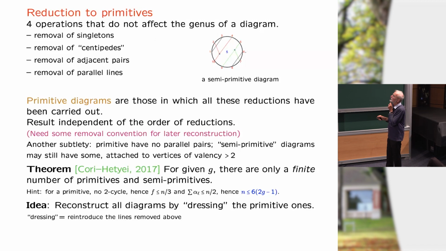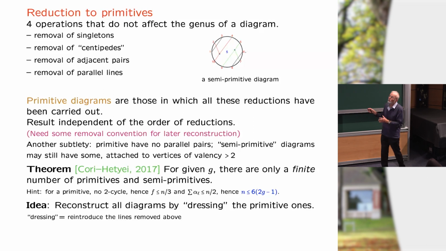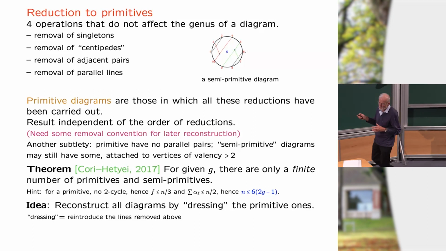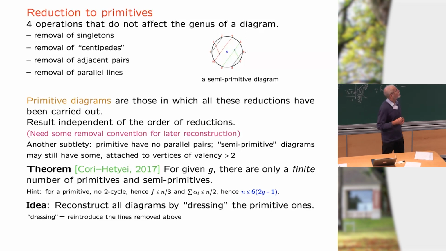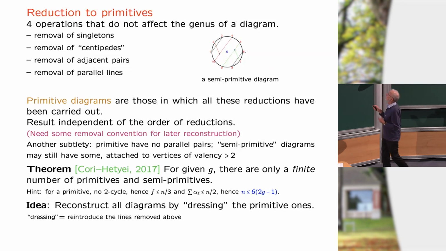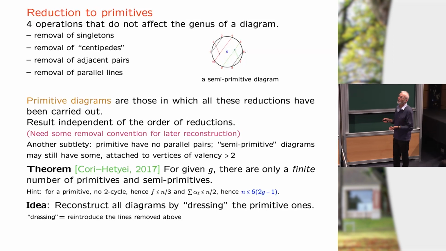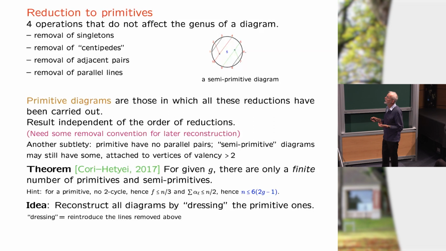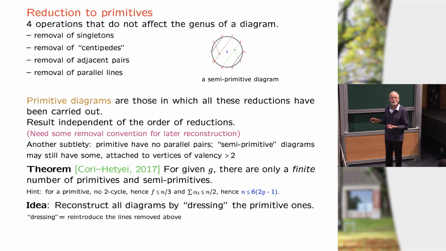And there is a little subtlety, as I explained also briefly. I want to keep aside the diagrams in which you have two parallel lines in the previous sense, but each attached to a vertex of order larger than 2. It's simpler. I could also remove them, but the reconstruction would be more difficult, so it's better to keep them. Cori and Hetyei called them semi-primitives. Now the fundamental theorem of Cori and Hetyei is that for a given genus, there's only a finite number of such reduced diagrams. And the proof is relatively easy.